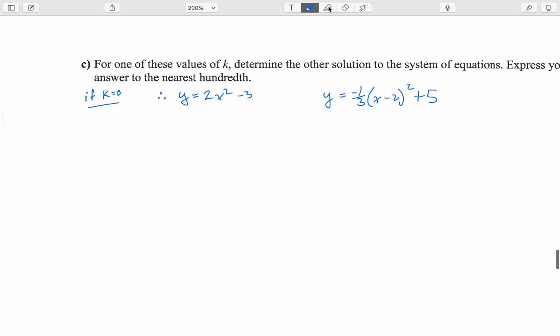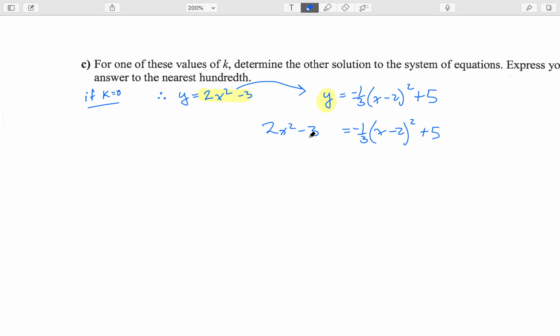Now, remember, I've already isolated y is equal to. So I could take that and I could plug it right into there. That's probably the easiest thing to do, right? Because that's a substitution. So let's do that. Let's take this and plug it right into here. So in other words, 2x squared minus 3 is equal to negative a third, bracket, x minus 2 squared, plus 5. Yikes. This is a big equation.